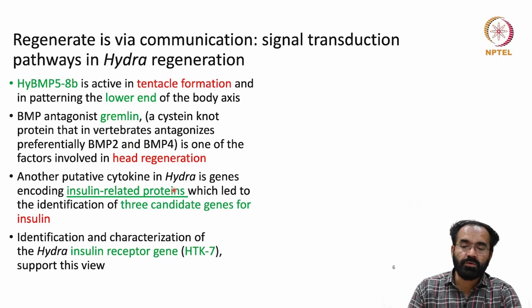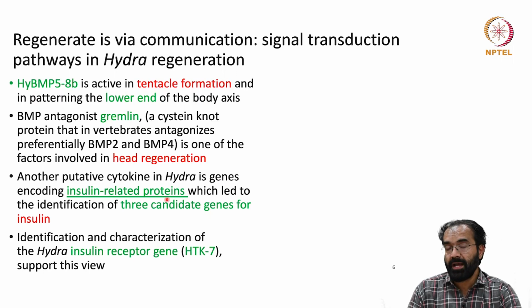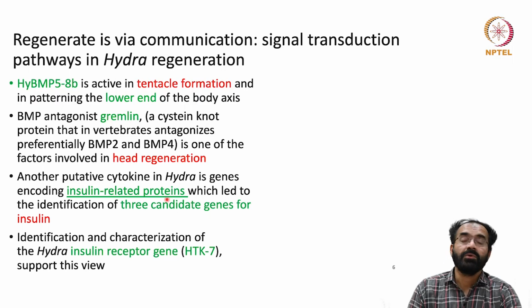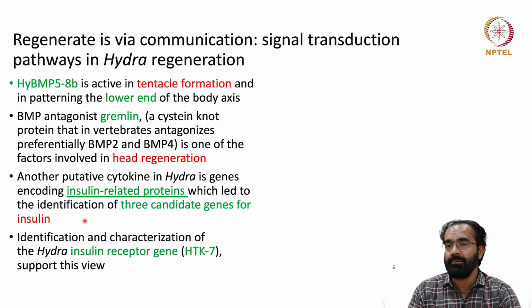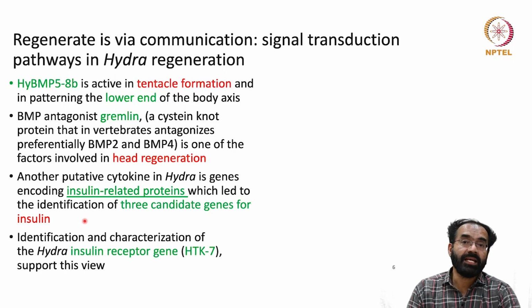Another putative cytokine in Hydra is the genes encoding insulin-related protein. Remember, Hydra also have proteins similar to vertebrate insulin, which led to the identification of 3 candidate genes for insulin from Hydra, which we know as insulin-related. Insulin-related gene basically means it is not exact insulin, but it is mimicking the function and the role of insulin. Even we have insulin-like growth factor, which we call IGF.